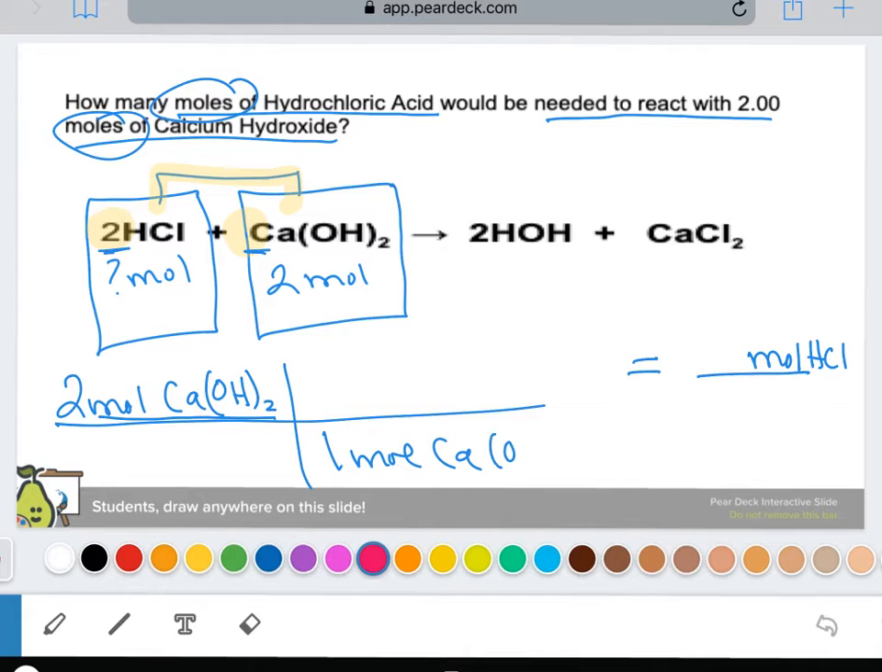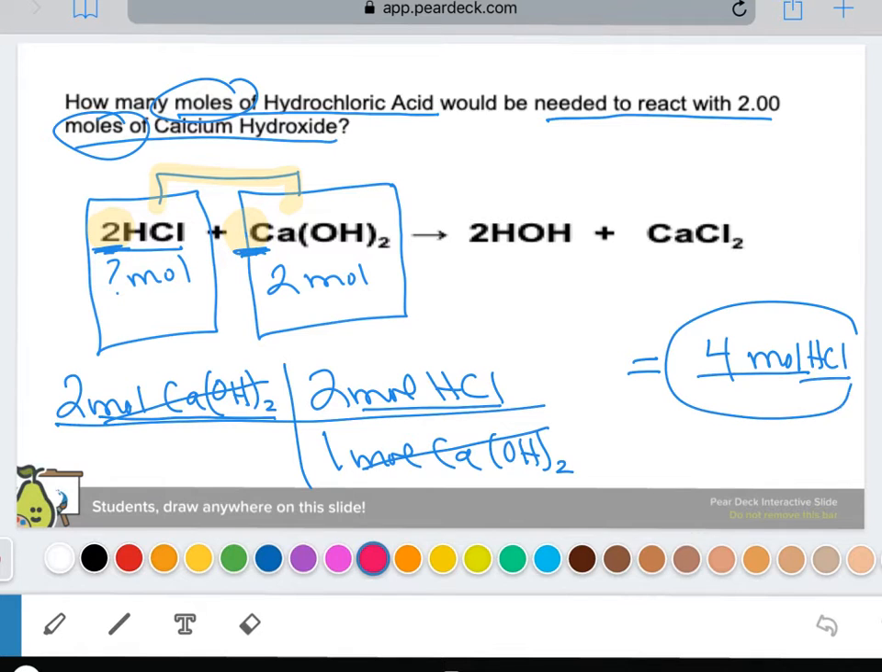The 1 comes from the fact that there is an invisible 1 in front of that in the balanced equation. And so my moles of calcium hydroxide are going to cancel. On the top, I'm going to put 2 moles of hydrochloric acid because the balanced equation tells me that there's 2 moles of this for every 1 mole of this. So now I use my factor labeling skills. Moles of calcium hydroxide cancel. I get moles of hydrochloric acid, which is what I want, so I'm done. I'm just going to say 2 times 2 divided by 1, obviously, is 4. So my answer is 4 moles of hydrochloric acid.